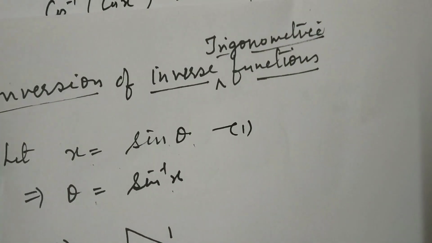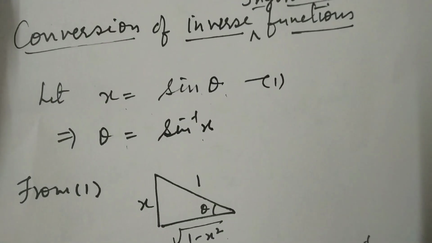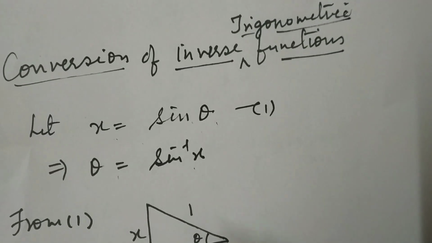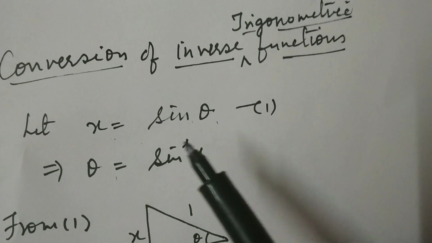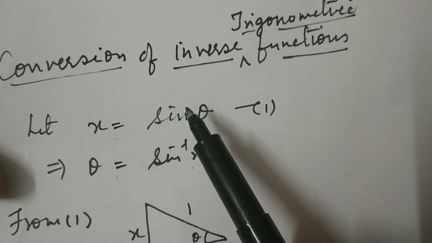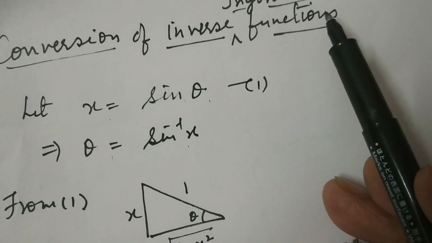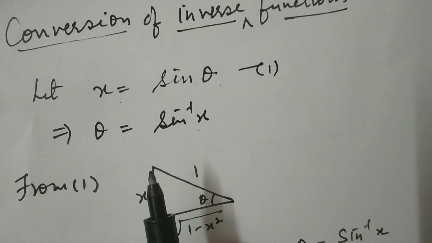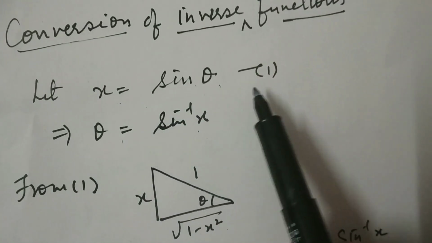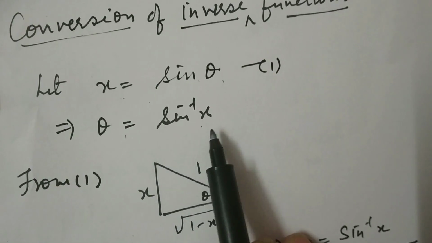Now we will be working on another important thing about inverse trigonometric functions, that is the conversion. I'll try to explain that one inverse function can be converted into a different inverse function and the value remains the same. So, conversion of inverse trigonometric functions, with the example of sine theta. Let us assume that x is equal to sine theta, so that I can write theta in inverse form as sine inverse x.